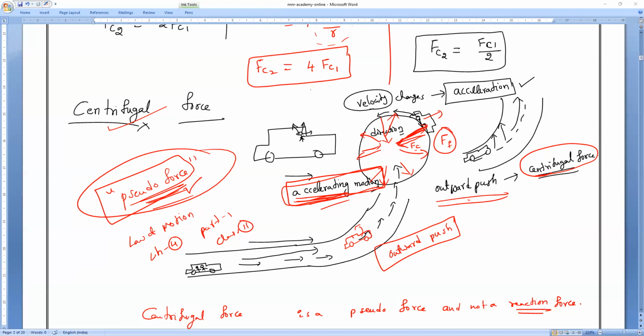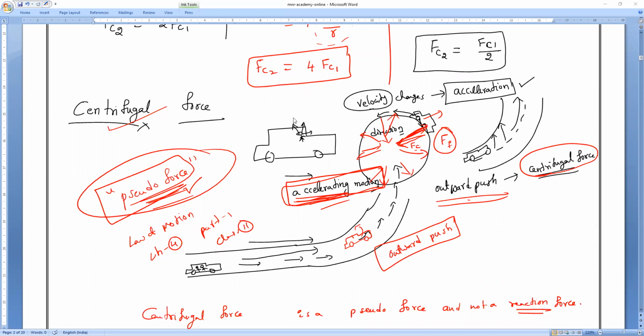Centripetal force, right? This outward push is a centrifugal force. When the car moves along a circular path or around a curve, this outward push is a centrifugal force. Okay, Mr. Kishore, can you hear me? This outward push is a centrifugal force. Full stop.